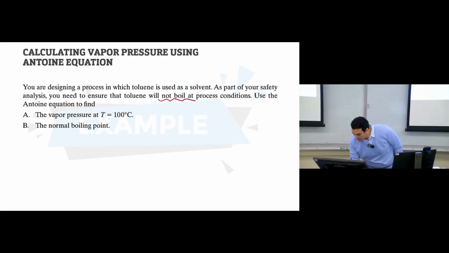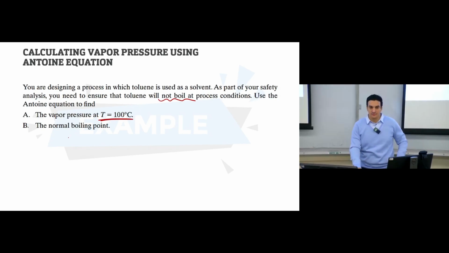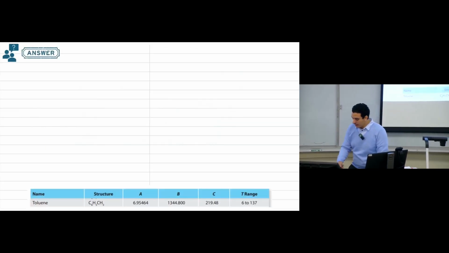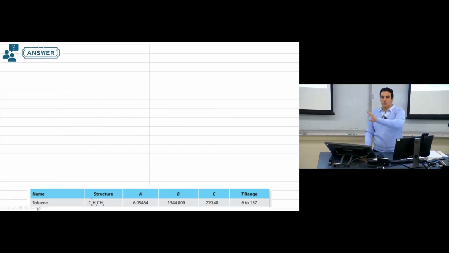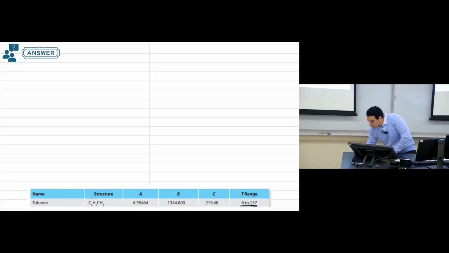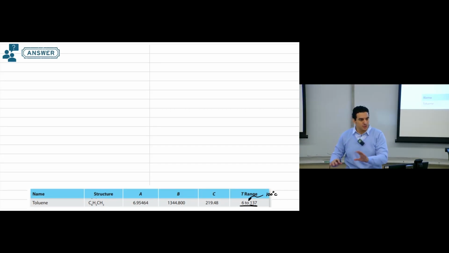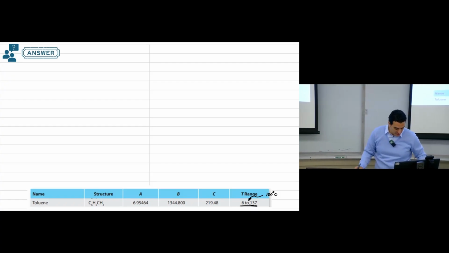Then we need to find the saturation pressure at 100 degrees Celsius. So if you go to Appendix E, you will see toluene. We have just one row for toluene, okay? And this is the temperature range for toluene, and our temperature is 100 degrees Celsius, so it lies within this range. The given temperature lies within the range we have, so we can use these values directly.